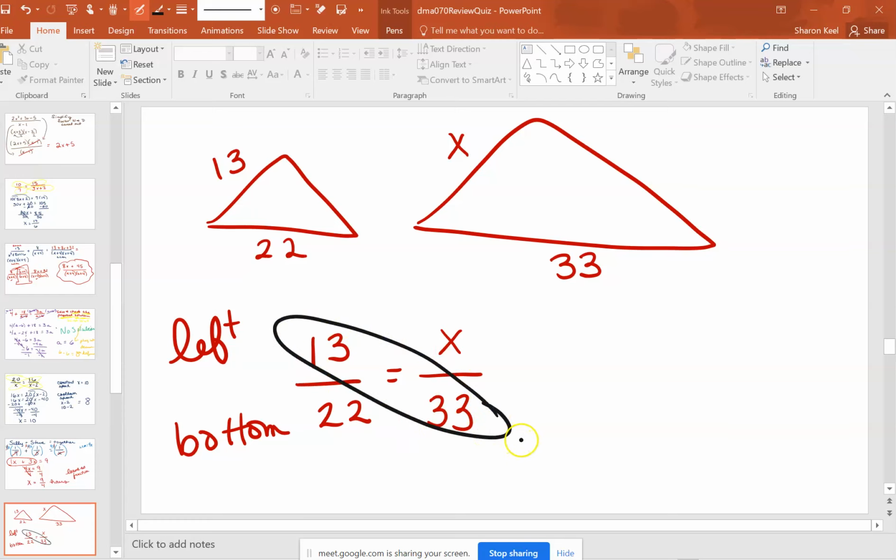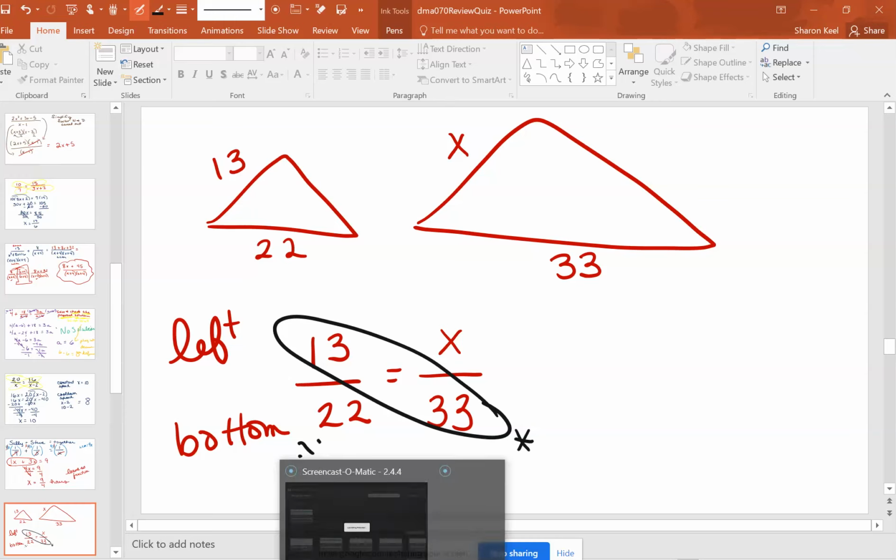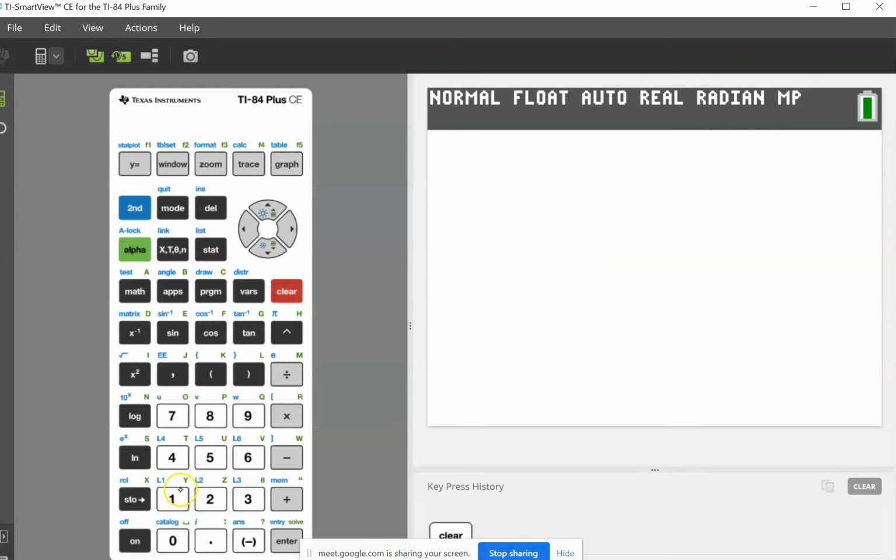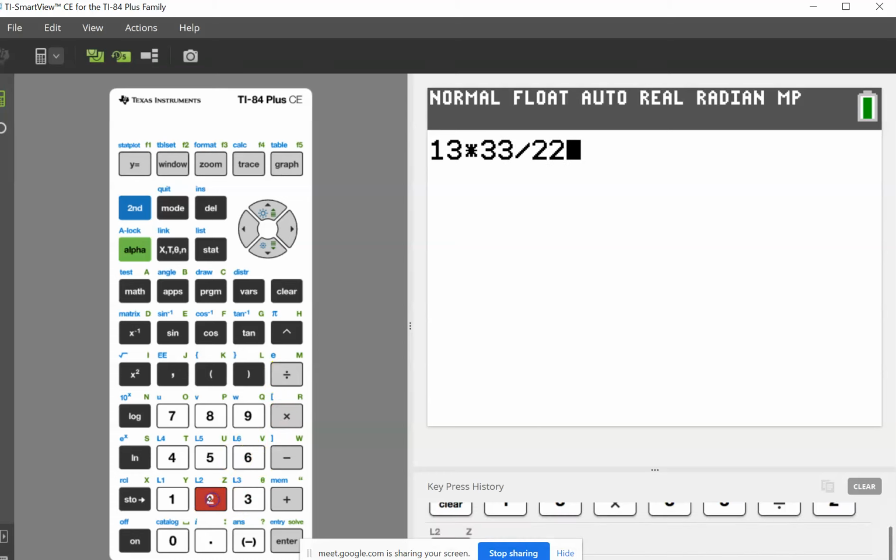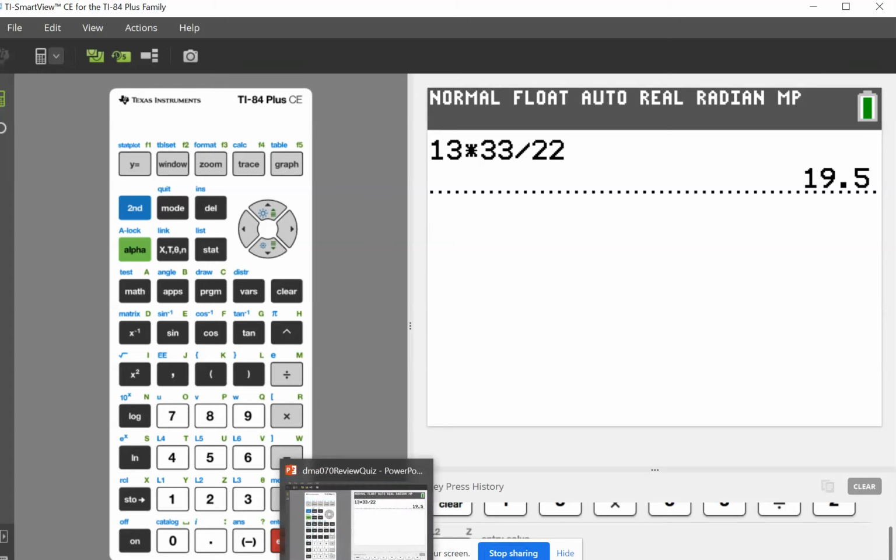You're going to cross multiply, and then you're going to divide by 22. Okay? Or we could write it out longhand. But if I did this on the calculator, I would simply do 13 times 33 divided by 22, which would give me a length of 19.5.